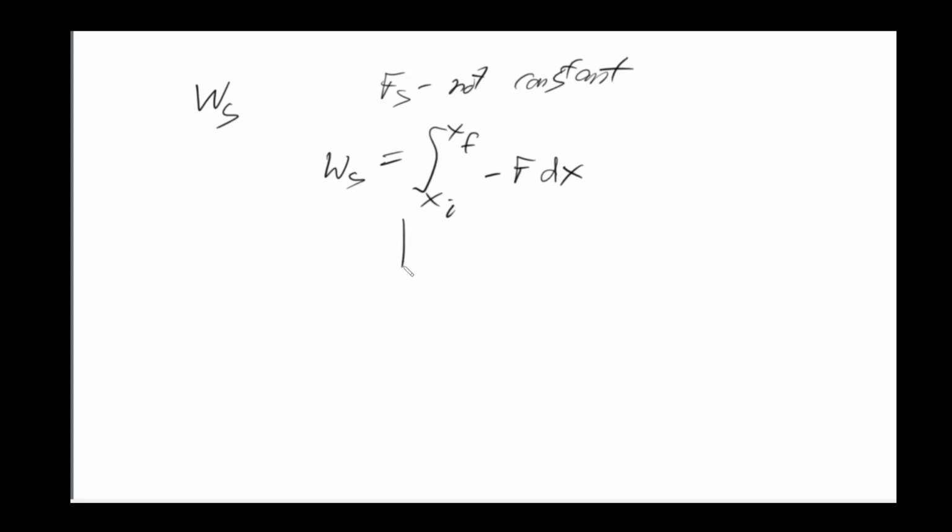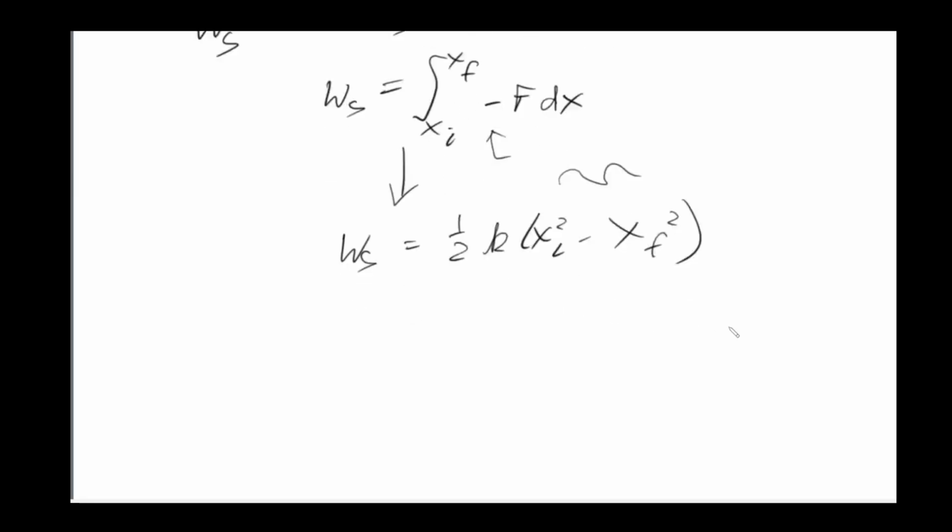So if you work through this integration, you get Ws is equal to 1/2 k (x initial squared minus x final squared). You may wonder where the negative went. Well, we ended up reversing these two to account for that negative.